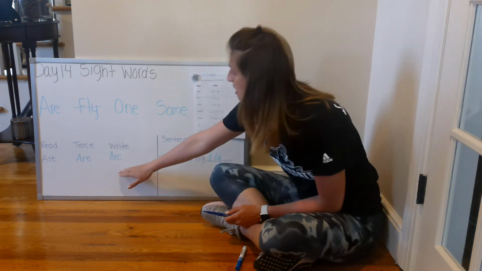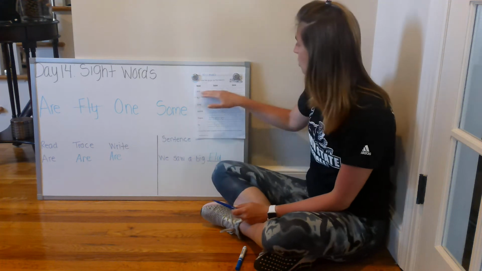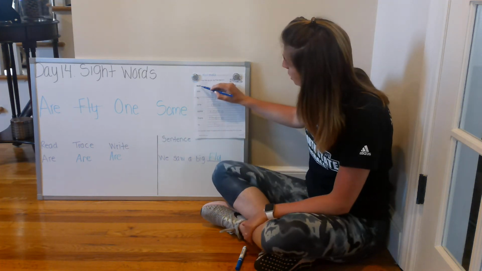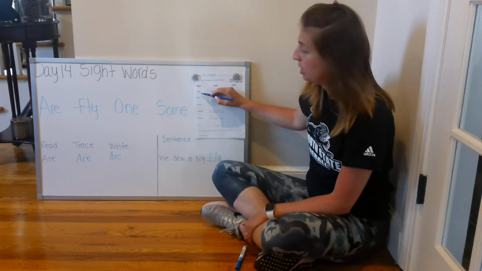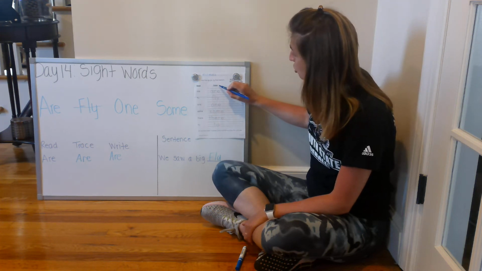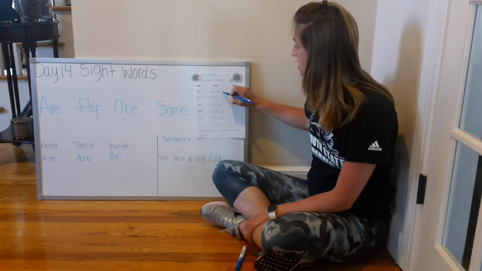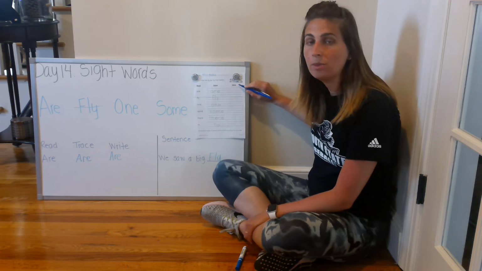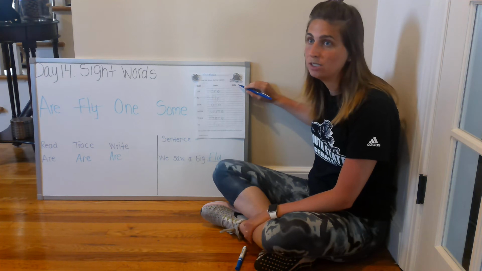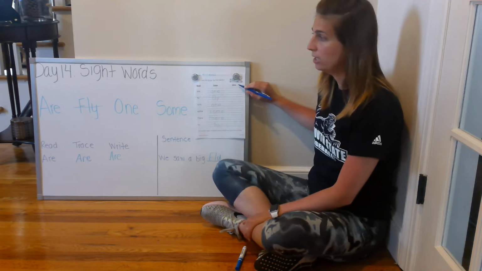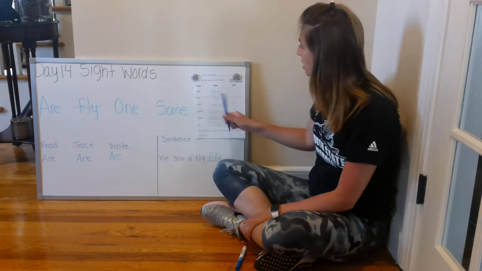Now, just like we did here, read, trace, and write, we're going to be doing that here. So our first column is read, which we read the sight word. Our second column is trace, as we trace each letter as we say it to write out the sight word. And then our third column is write, where we write the sight word on our own by saying each of the letters as we write it. So let's complete the first part together.